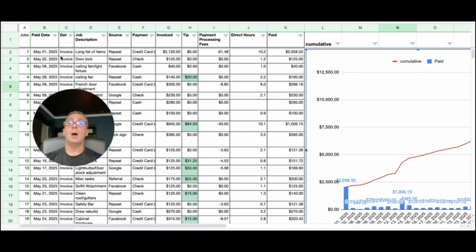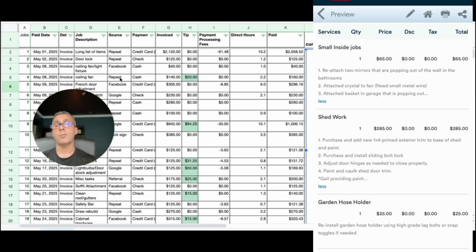Most of the time, I do virtual estimating. Somebody will say, I have a ceiling fan. Okay, send me some pictures, answer a few questions. Here's your estimate. In this particular case, she had such a long list and she's literally 5 minutes from my house that I just went over there and walked through the list.